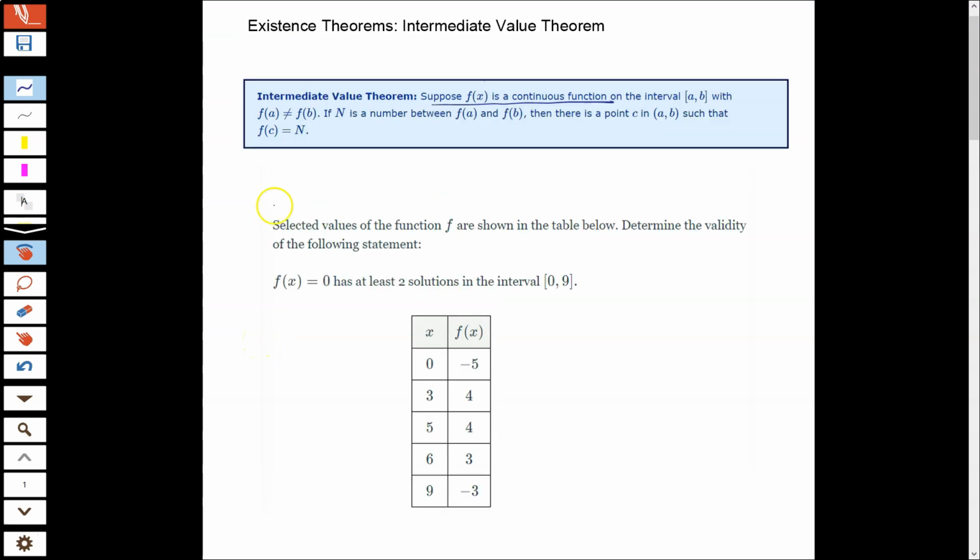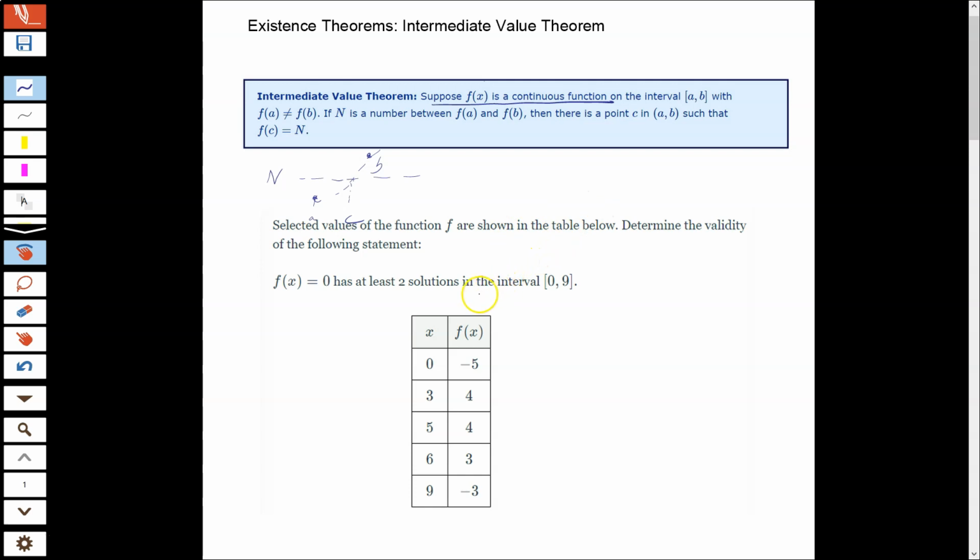So let's take a look at an example. I've given you the theorem again here. Let's remind ourselves what it's saying. It's basically saying that if f is continuous and the function passes a certain y value, it has to be equal to that y value at a certain point, right? So in this formulation, n would be this y value, this would be a, this would be b, and this would be c, right?